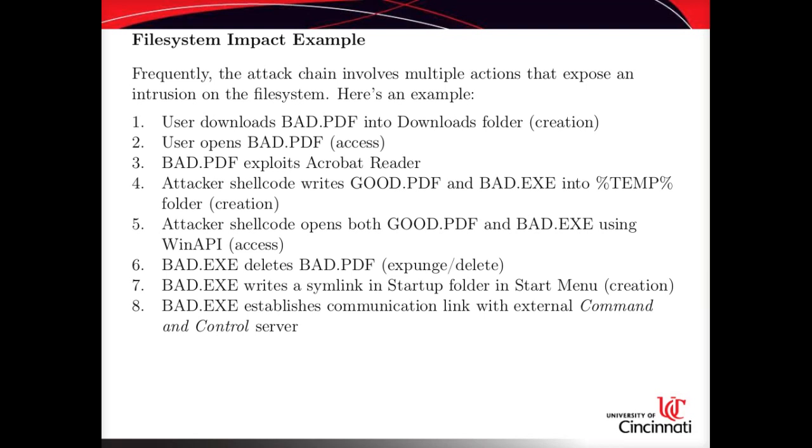Once Acrobat Reader breaks, the attacker shellcode that was inside of the PDF writes 2 more files into the temporary folder, the folder represented by this user environment variable here. And then the shellcode opens both of those. It tells Windows, using a specific function call, to open good.pdf and then also to open bad.exe.